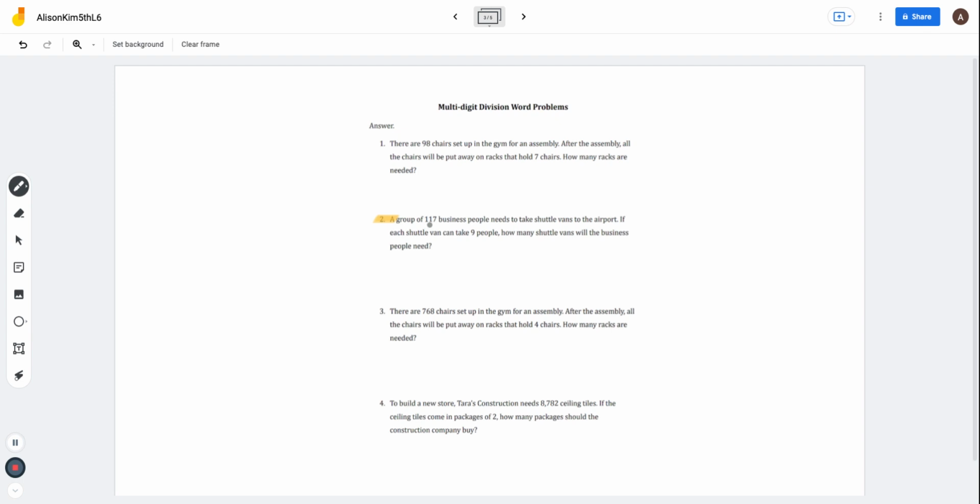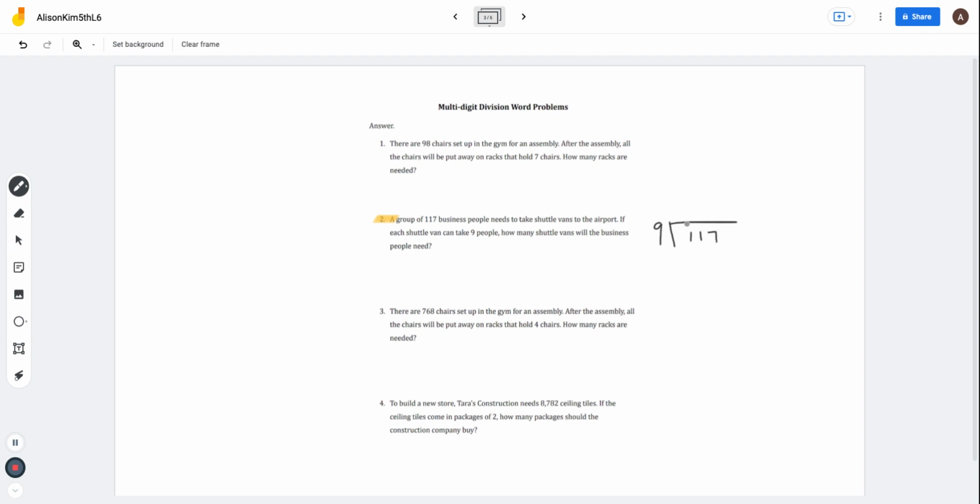But we also know that each shuttle van can take a maximum of 9 of those people. So in order to find out how many shuttle vans in total, we're going to have to divide 117 by 9, because that'll give us how many vans we're going to need. So 9 is going to be our divisor, and 117 will be our dividend, so it'll go on the inside.